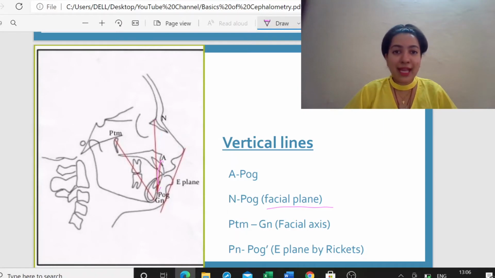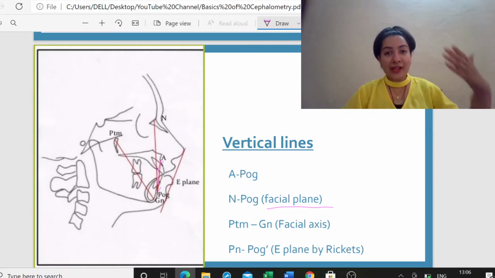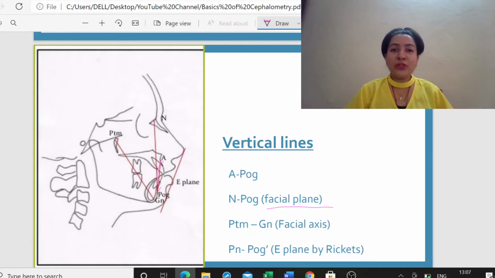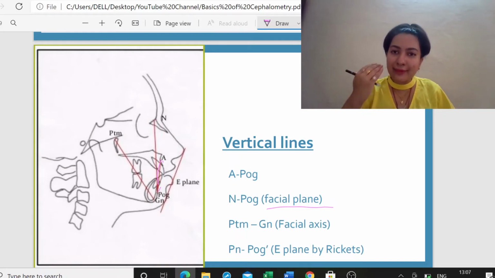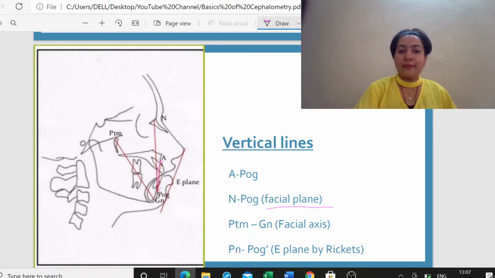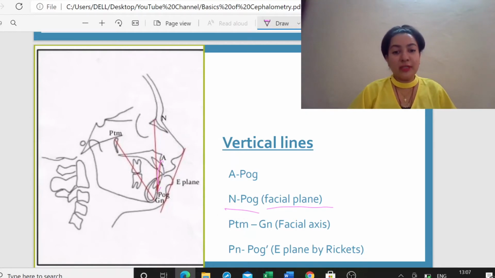Okay, not all the planes have a particular name. Some are just represented by the name of the landmark. Like we saw in the previous horizontal, all of them had a name. Okay, Frankfurt horizontal. Next was your ANS to PNS, that is your palatal plane. Next was your occlusal plane and mandibular plane. All the horizontal planes have a name. The landmarks which they are connecting is okay, but they all have a name. But in vertical, what do you see? All of them will not have a name. Some of them would be depicted directly by their landmarks, like APOG. So if it is asked what is an APOG line, and landmarks are given there only, it is point A and pogonion. Okay, but here we have a name. NPOG is your facial plane.